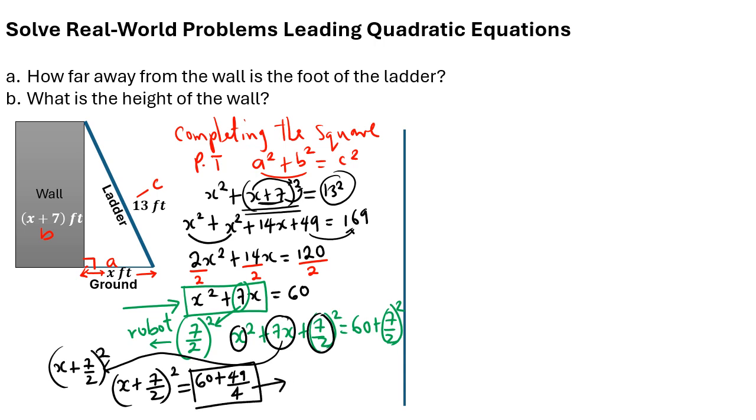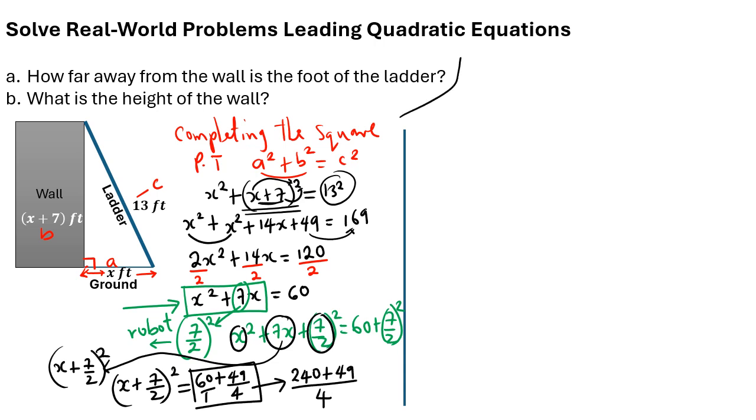To simplify that, I'm going to write 60 over 1 and use the butterfly method, and that would be 4 times 60. That's going to be 240, and then plus 49, and I am going to divide all of that by 4. So this is the expression I get on the right-hand side. So let's go ahead and just finish it up from here.